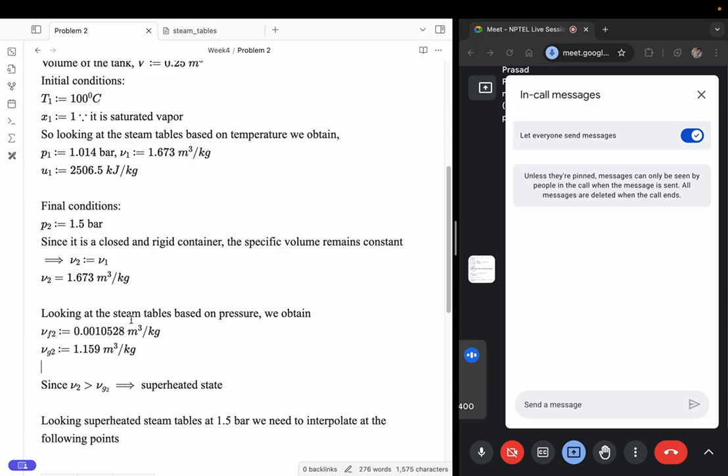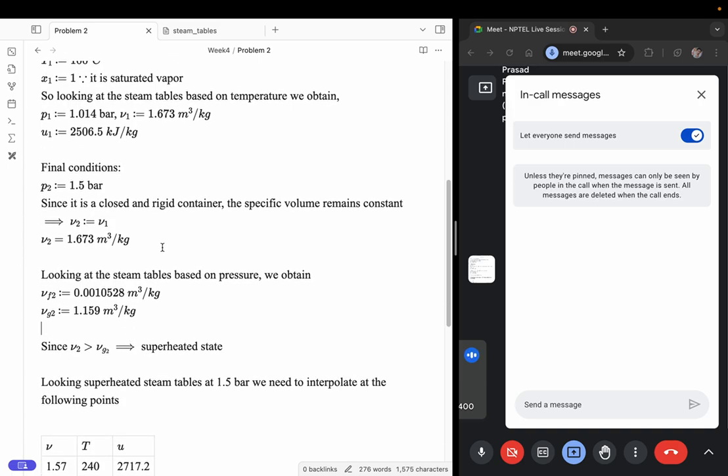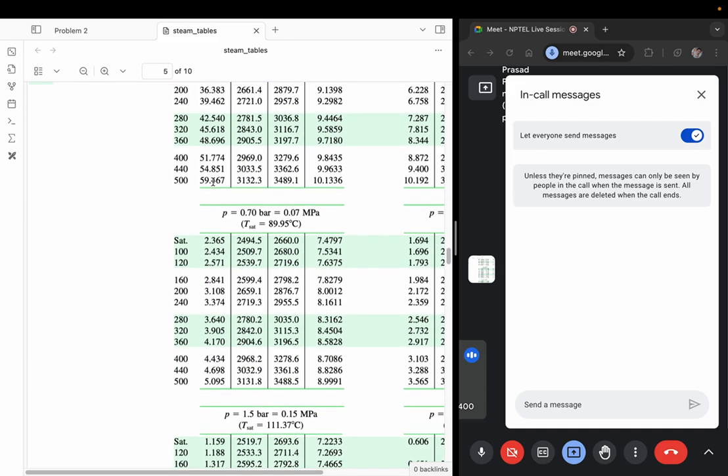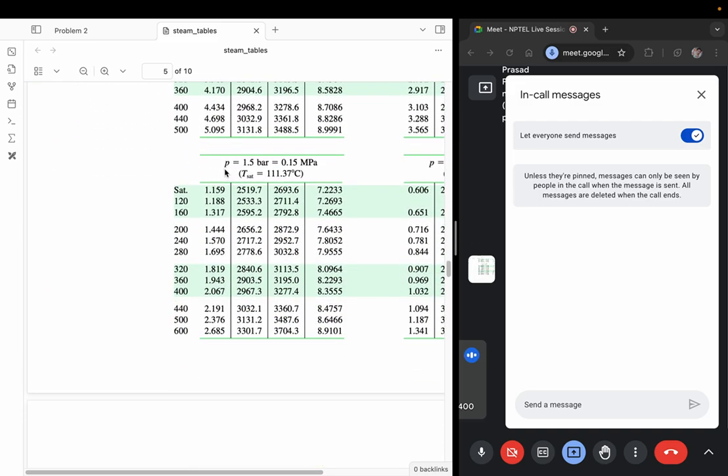Now if you are in the superheated state, you need to look up the superheated tables and interpolate accordingly. Now if I go to the superheated tables, I know my final pressure, so I'll directly go to the pressure one. So this is the superheated steam table at a pressure of 1.5 bar.